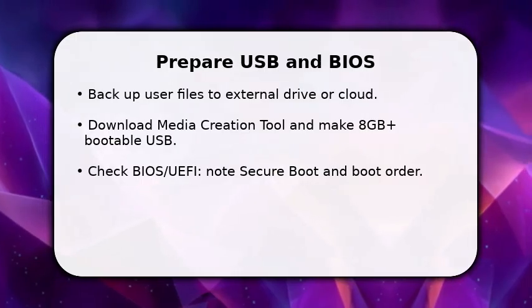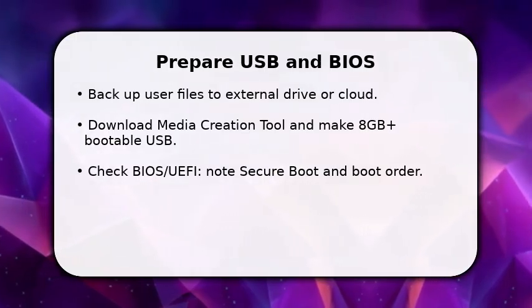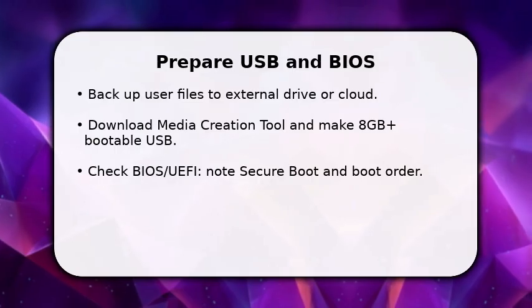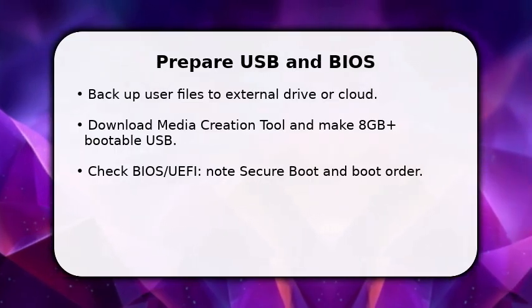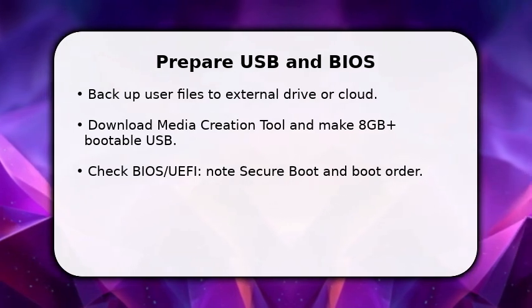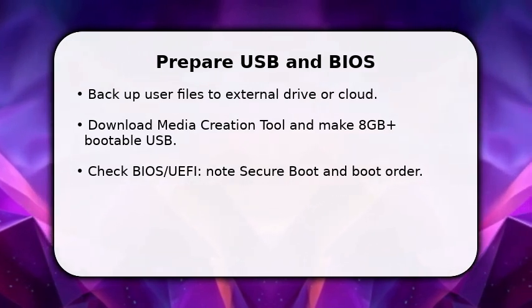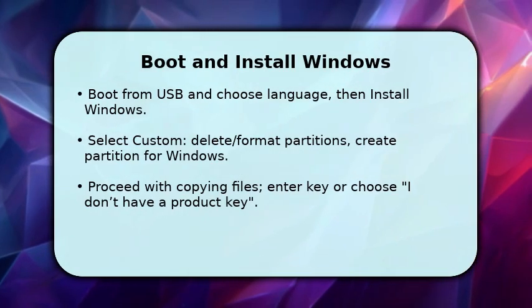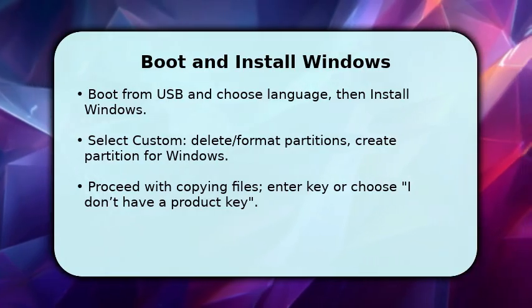Once the USB is ready and boot priority set, power down, plug the drive in, and prepare to boot the laptop from USB. That starts the install. You boot from the USB and follow the installer prompts. Pick language, then click Install Windows. Choose Custom Installation to control partitions.